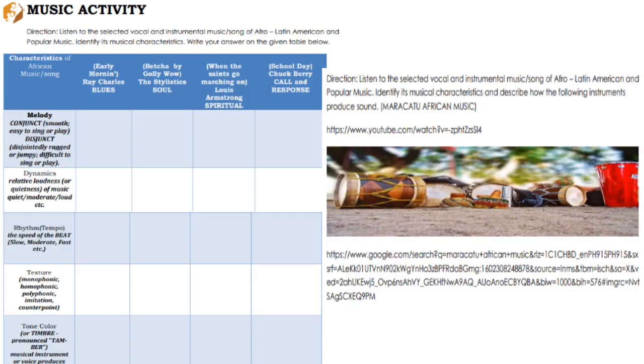Music activity. Direction: Listen to the selected vocal and instrumental music, songs of Afro-Latin American and popular music. Identify its musical characteristics. Write your answer on the given table below. Identify the characteristics by using the elements of music like melody, dynamics, tempo, texture, and tone color.